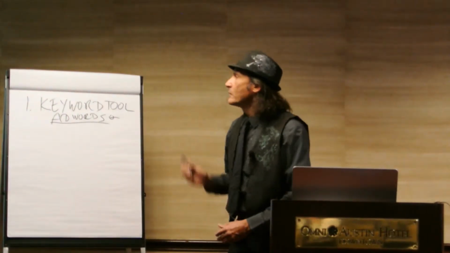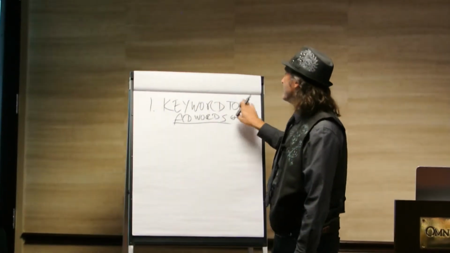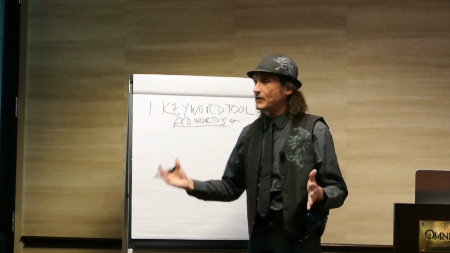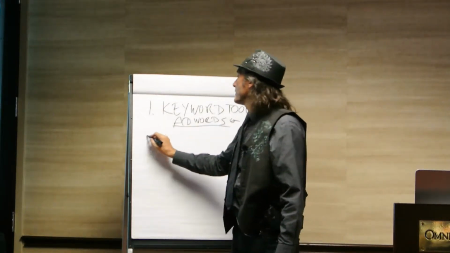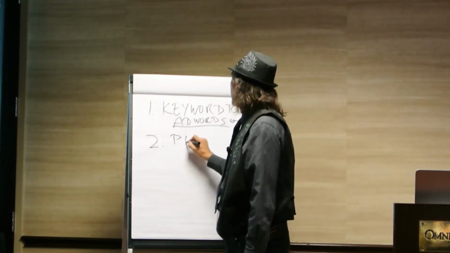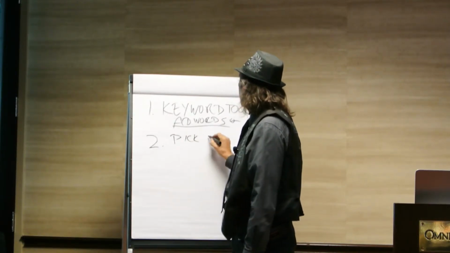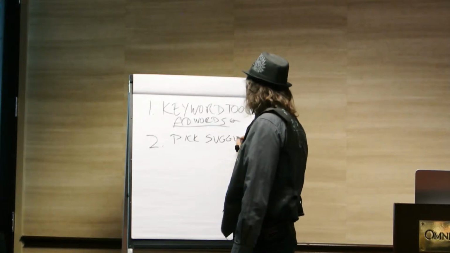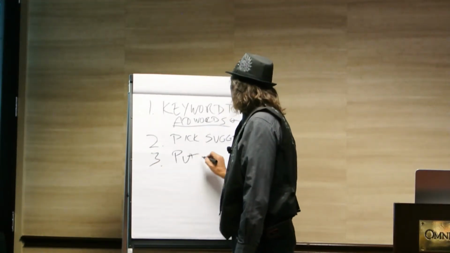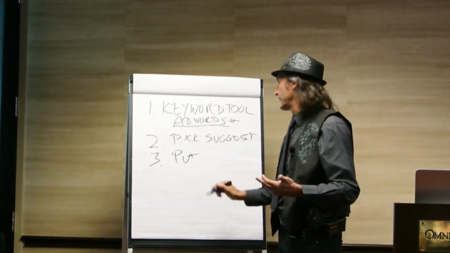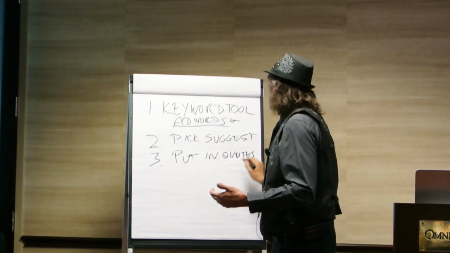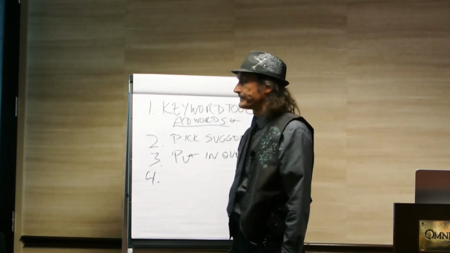Okay? So what we want to do is start with the keyword tool, the AdWords one, just to establish how much traffic is flowing on that keyword. Then we want to go in and start picking suggested phrases. And then three, we want to put it in quotes. One, two, three. Three simple steps. Put it in quotes, and then write down that number.